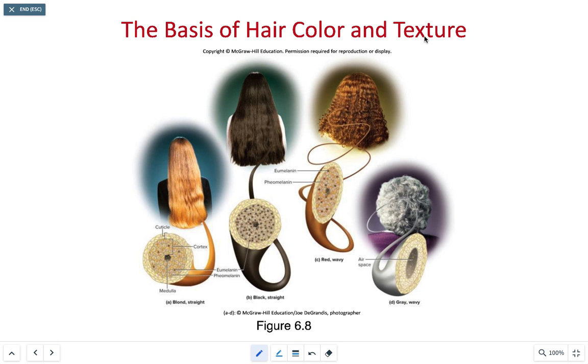So here are some cross-sectional views just to help you visualize those differences, with eumelanin being in high concentrations in dark hair, redheads having high concentrations of phenomelanin, blondes having low concentrations of both, and then gray or white having none of both.